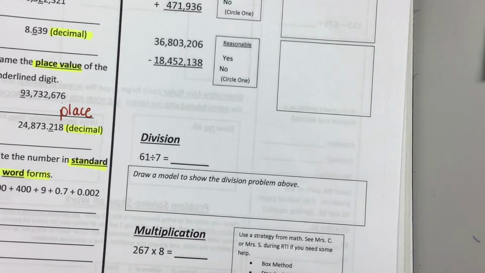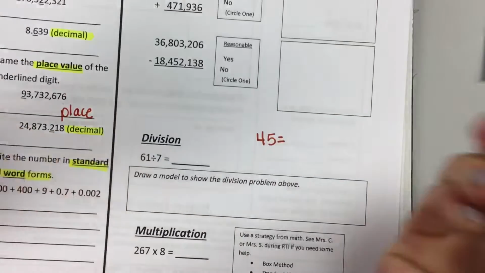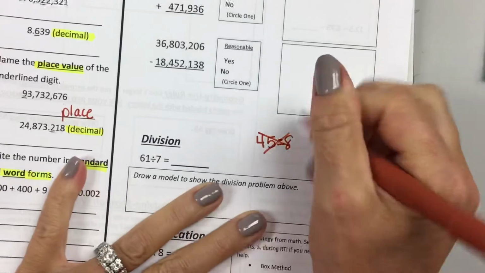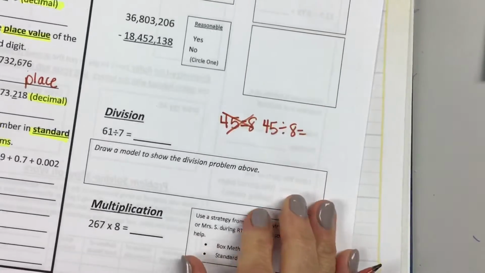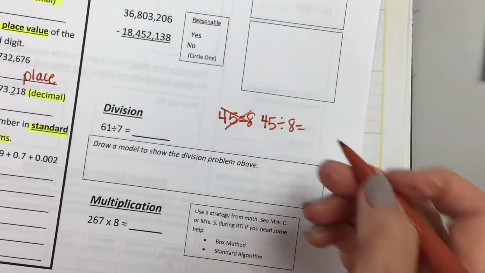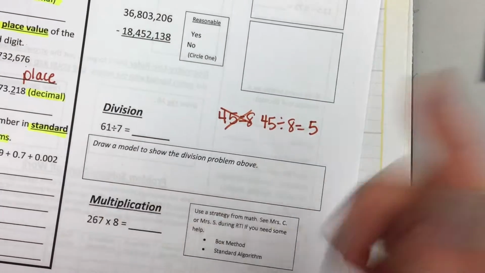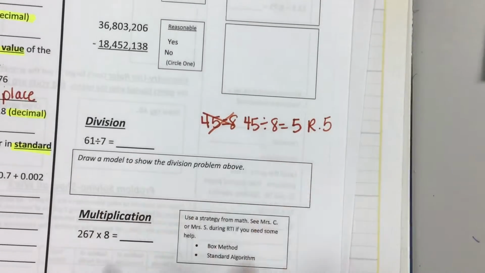When we do division in 4th grade, we use a remainder. Okay, so let me tell you what I mean here. Okay, so if I have 45 divided by 8, well, that says 45 equals 8, which is clearly not true. 45 divided by 8, that equals 8 times 5 is 40, so it can go in there 5 whole times, and then there's 5 left over. We say remainder 5. That's 5 remainder 5.